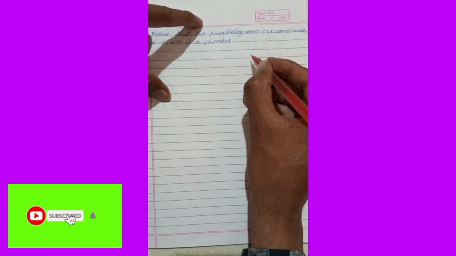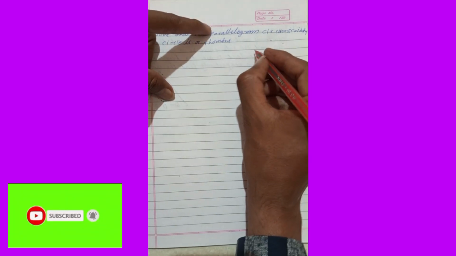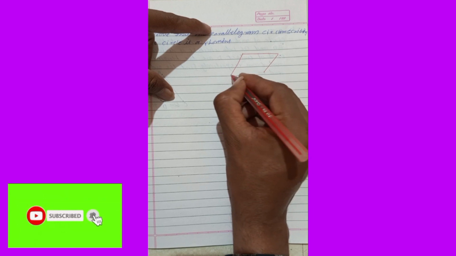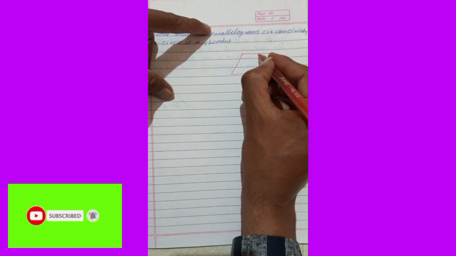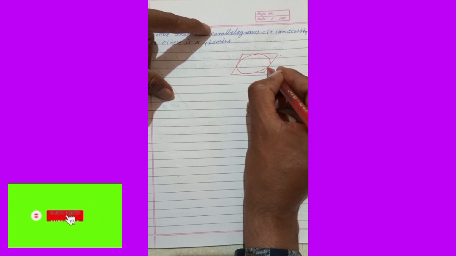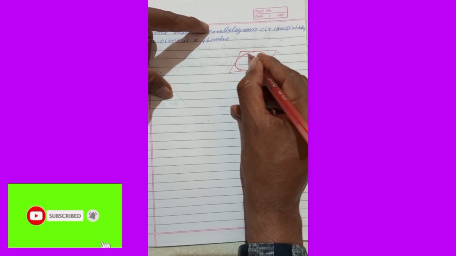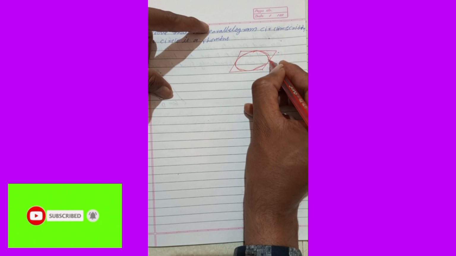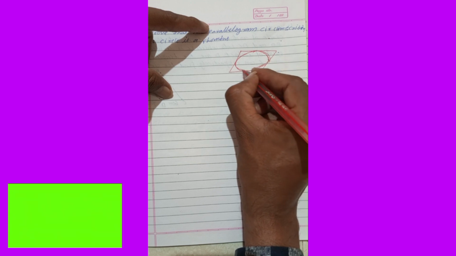One parallelogram is there. Suppose that this is a parallelogram. In that, one circle is there, touching its sides. Suppose this is a circle drawn by hand only. Sorry for that, because the instruments are not here presently.